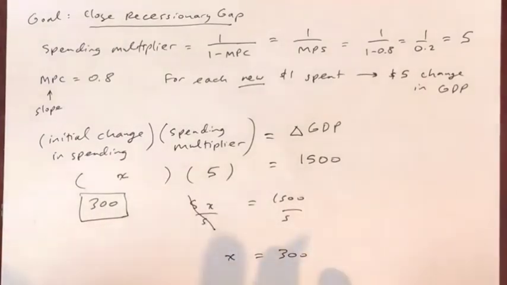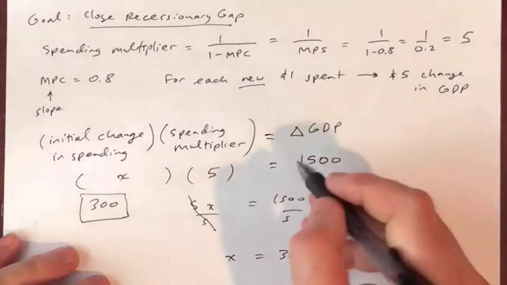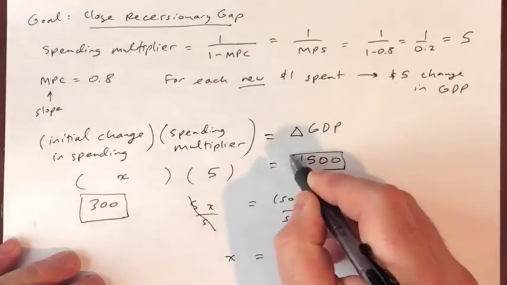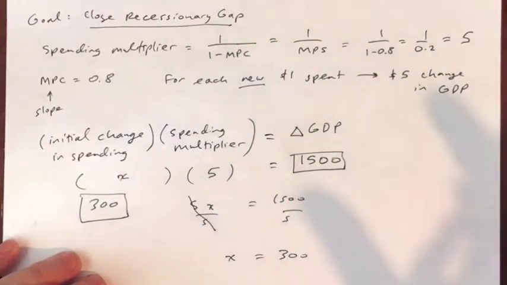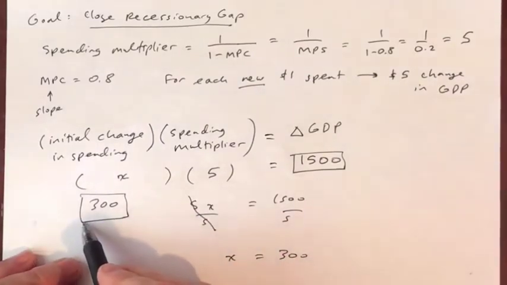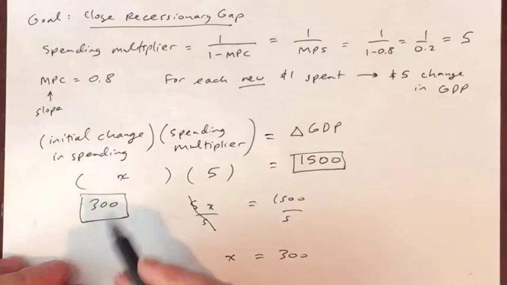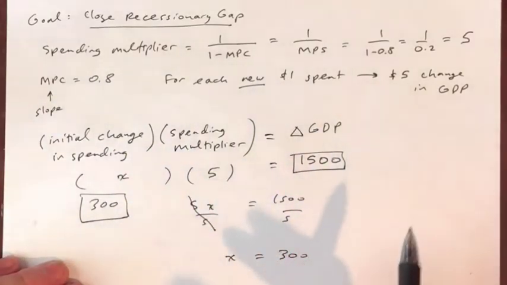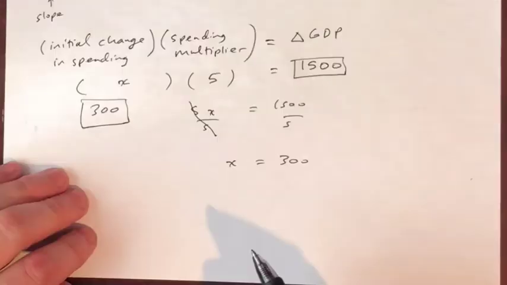So that's a lot smaller than we thought. We thought, if our recessionary gap is 1,500, we might be thinking, oh, we need $1,500 billion in new spending. But it turns out it's actually smaller than that, because the new spending gets multiplied as it works its way through the economy.